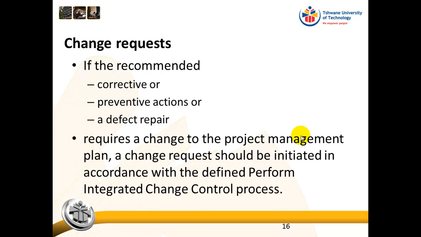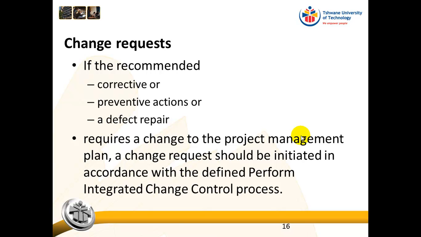Then change requests. So these can happen as an output of the control quality process, because after we've looked at the quality of the product, we can now recommend corrective action or preventive action. So if we have a problem with the quality of the deliverable that's coming out, we can now say, all right, change the process to correct it, or do something to prevent it from happening again. And then unfortunately we have to repair defects.